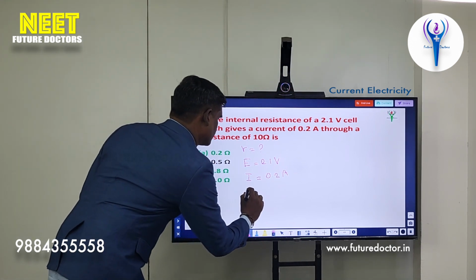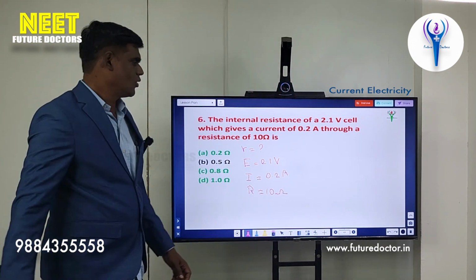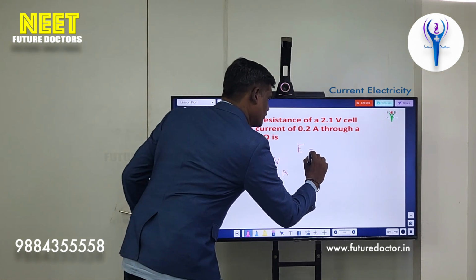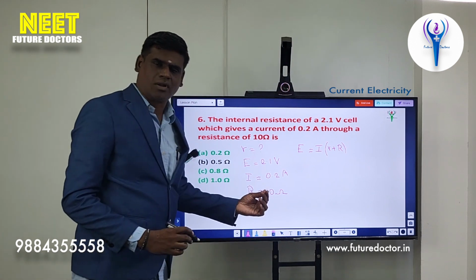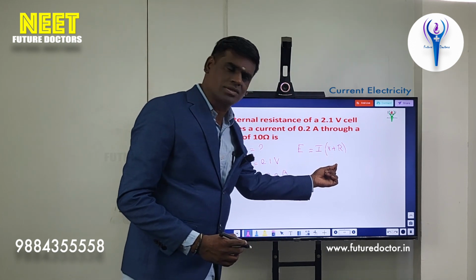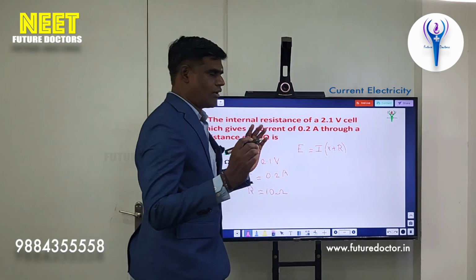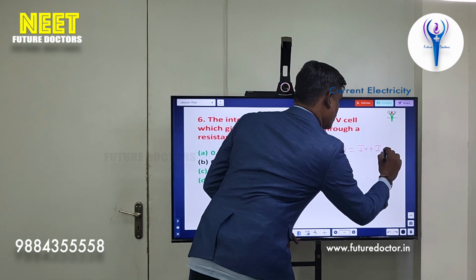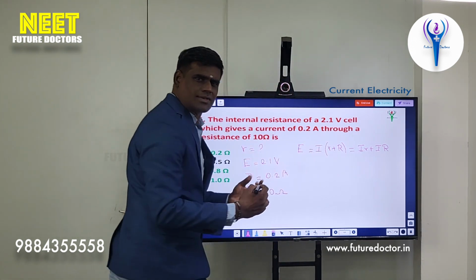And the total resistance, capital R, is given as 10 ohm. You want to find the internal resistance. What is the formula? E equal to I into (R plus r), capital R plus small r, or small r plus capital R, whatever. Here E is the EMF, I is the current, capital R is the resistance, and small r is the internal resistance of the cell. Here you want to find small r only. So simplify for small r. That is I R plus I r. We want to find small r only, so keep I r on one side and all the other things on the other side.